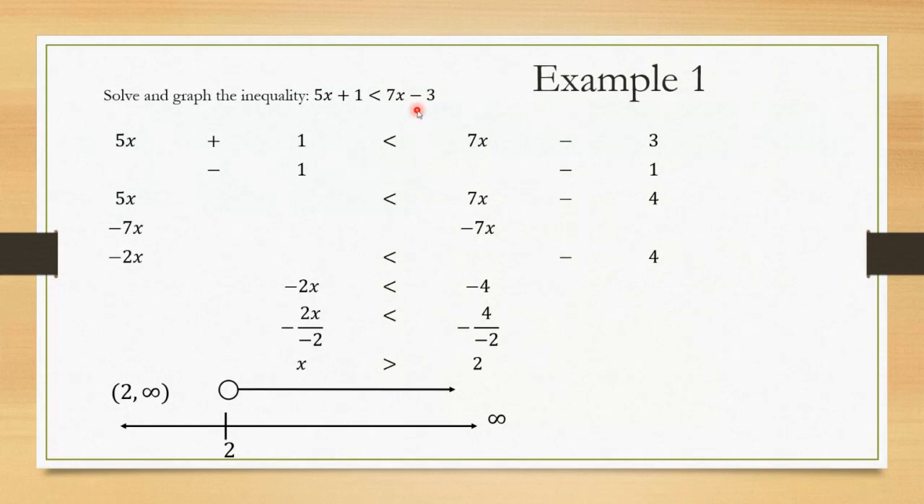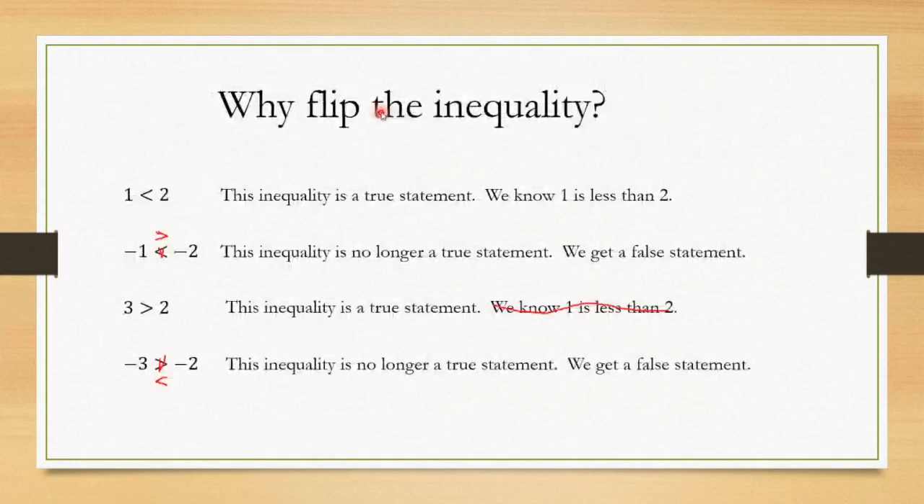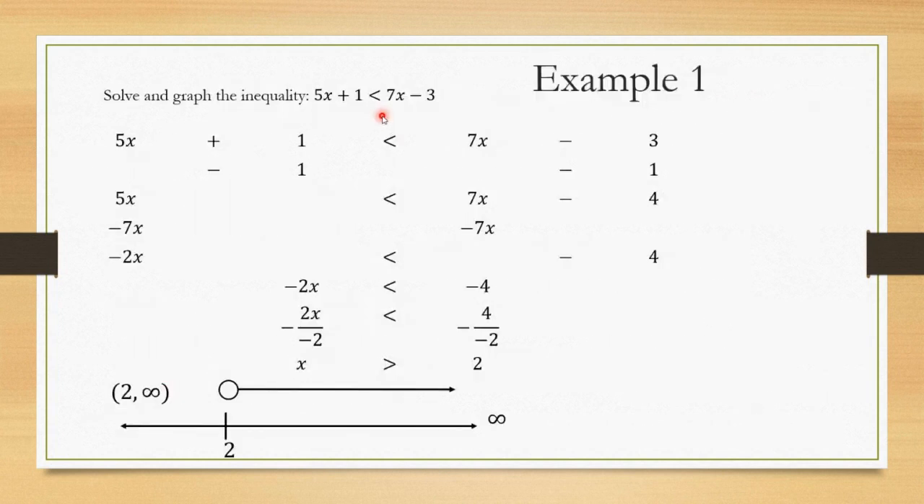All right. So we're going to solve this inequality. I thought I skipped a slide, so I'm glad I was wrong about that. We're going to solve this inequality here. We're also going to graph it. We're going to graph the solution set, that is. Okay, good. So we have 5x plus 1 less than 7x minus 3. So I wrote it out.